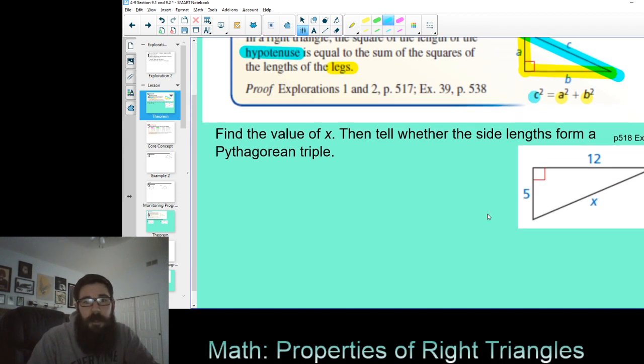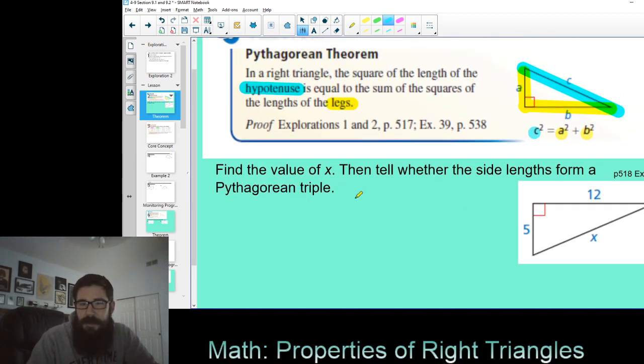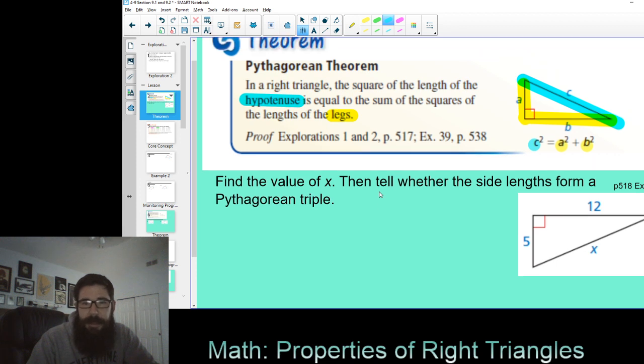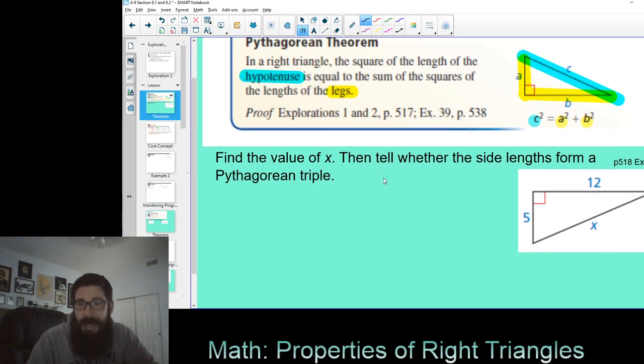Let's actually try it. We'll come back to this Pythagorean triple, but just work our way through this first one. Kind of a refresher. I want you to find x. So we're going to do a little bit of algebra using this Pythagorean theorem.